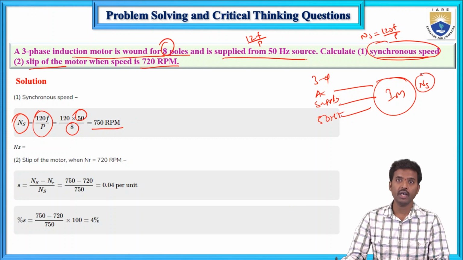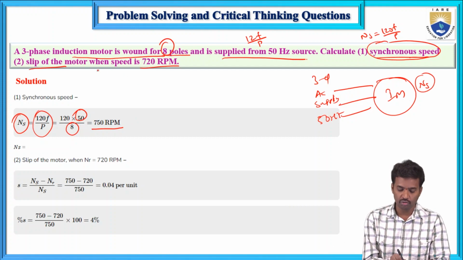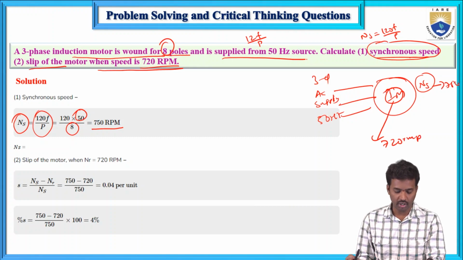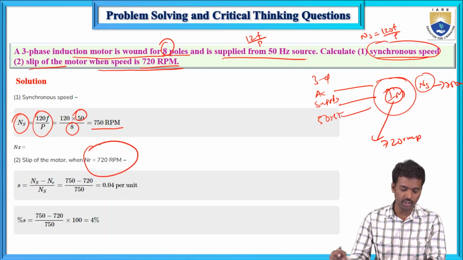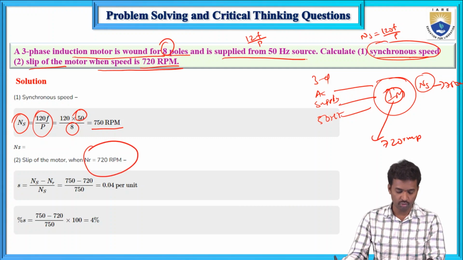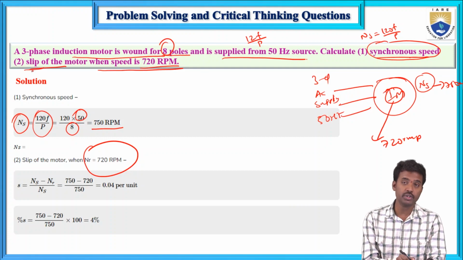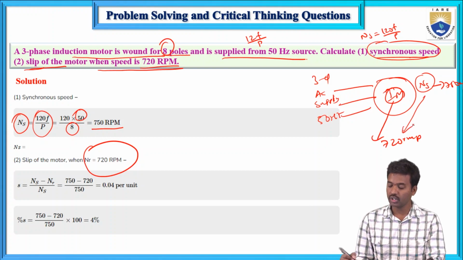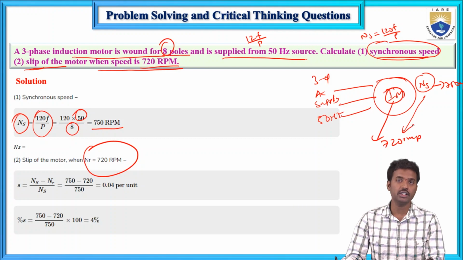Synchronous speed is different and running speed is different. When the induction motor rotor speed is 720 RPM and the synchronous speed is 750 RPM, this is the running speed, motor speed, NR is 720. And now what about the slip formula? The running speed and synchronous speed can never be equal. There is always a difference. Then only the motor will rotate and mechanical energy will be developed.